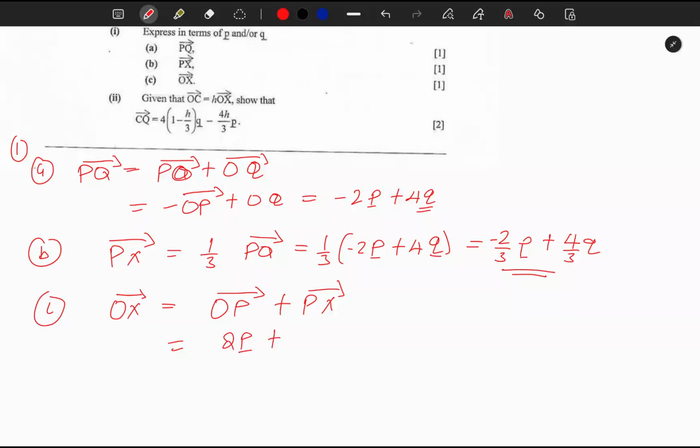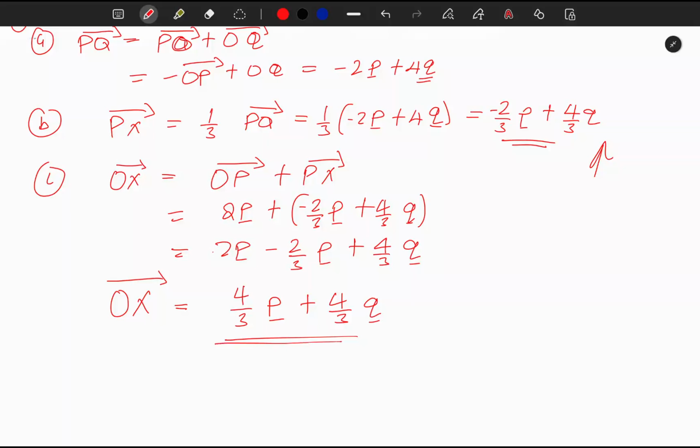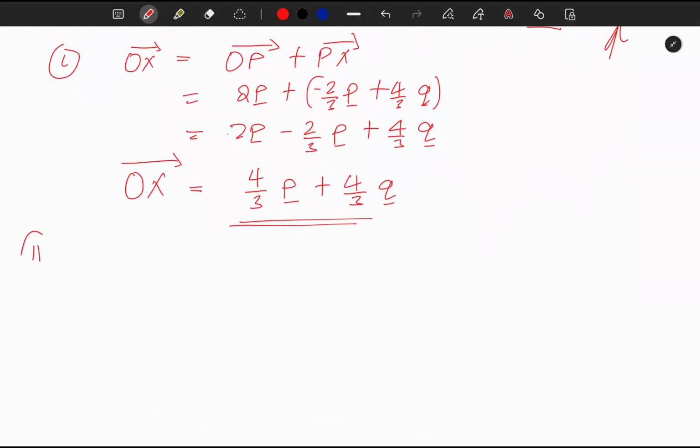OP is 2P plus, this is negative 2 over 3 P plus 4 over 3 Q, what we found there. Then when we evaluate this, we get 2P minus 2 over 3 P plus 4 over 3 Q. If we evaluate this, we get 6 minus 2, we get 4. So we get 4 over 3 P plus 4 over 3 Q. So this is our OX. Now we go to part 2.